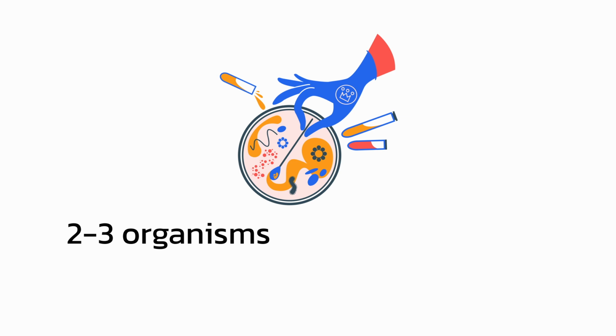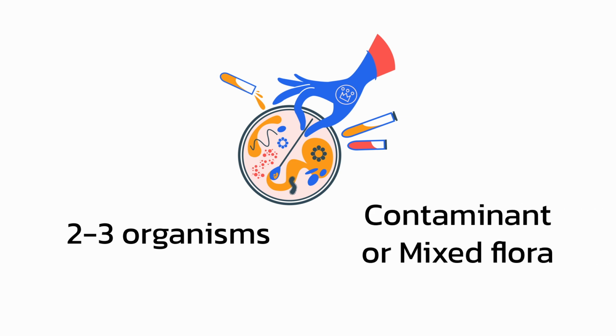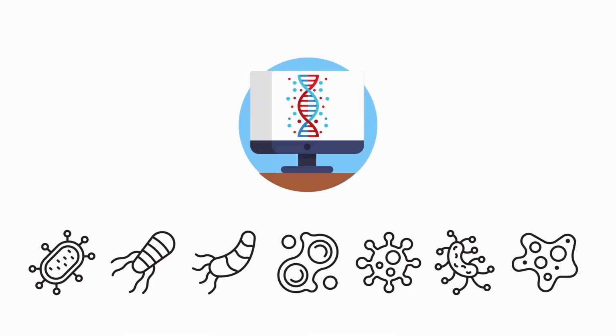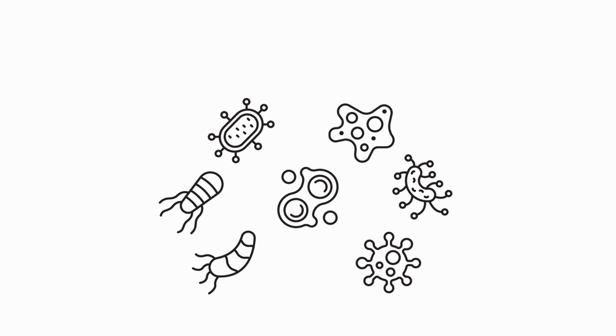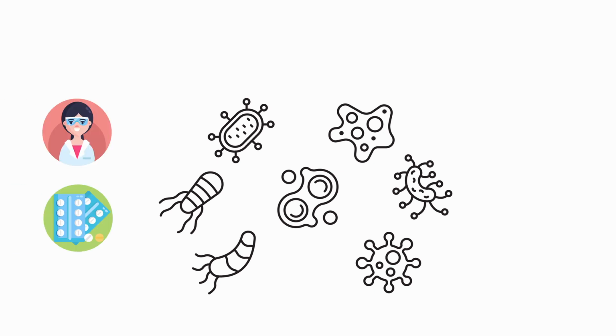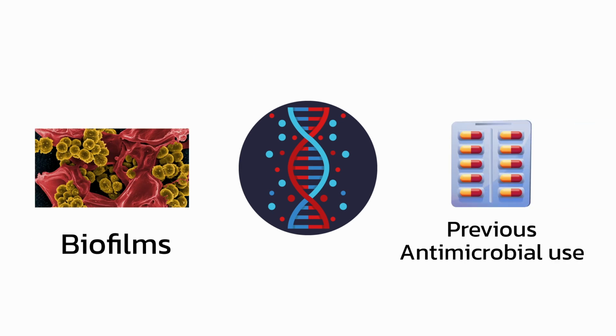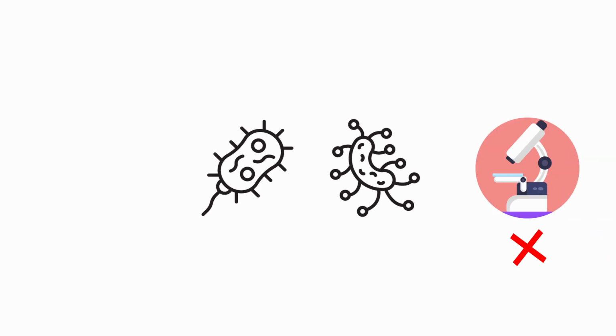Another big advantage of PCR is its ability to detect organisms involved in polymicrobial infections. Traditional culture can generally detect only 2 or 3 organisms on an agar plate. Anything greater than 2 or 3 organisms will be considered a contaminant or listed as mixed flora. PCR will detect as many organisms that are present, making identification of polymicrobial infections possible and immensely aiding in treatment decision-making. In addition, PCR is not affected by the presence of biofilms or previous antimicrobial use. Organisms that are difficult to detect or are often missed by traditional culture are often able to be reliably identified by PCR.